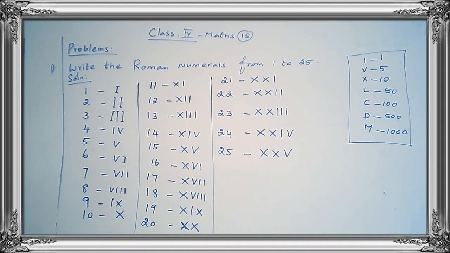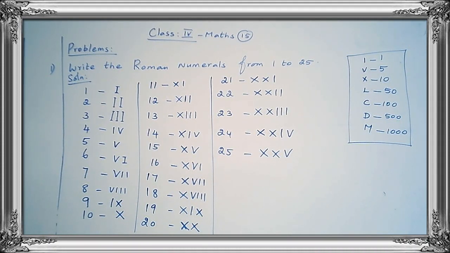So 14 can be written as 10 plus 4. 10 stands for X and 4 stands for IV. So that's why 14 means XIV.